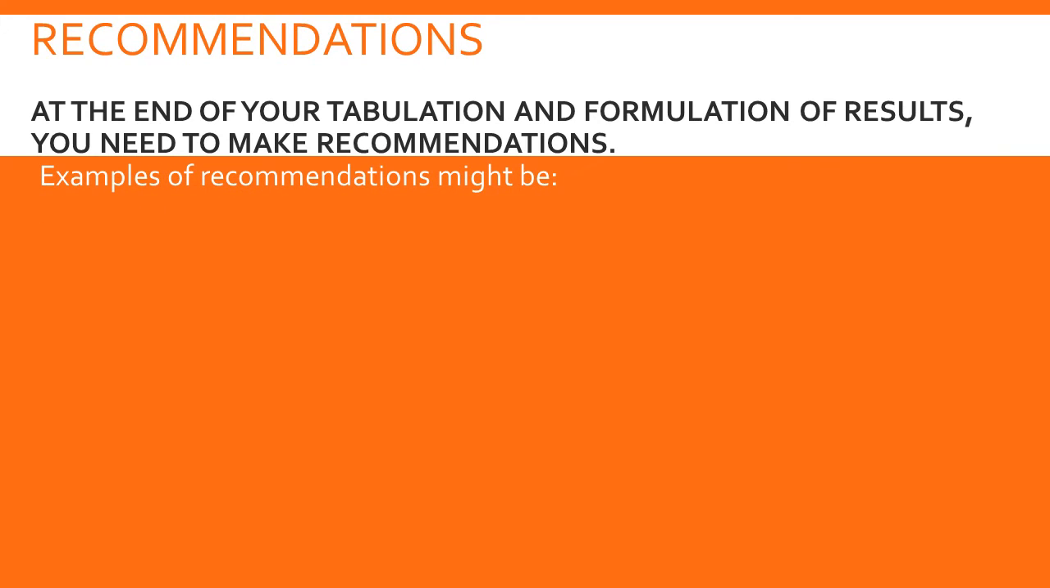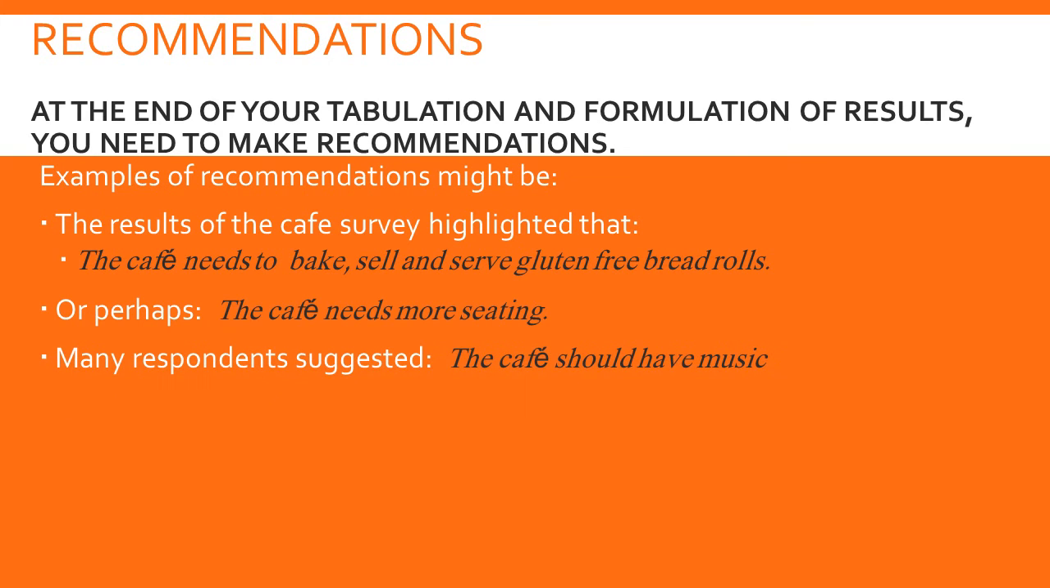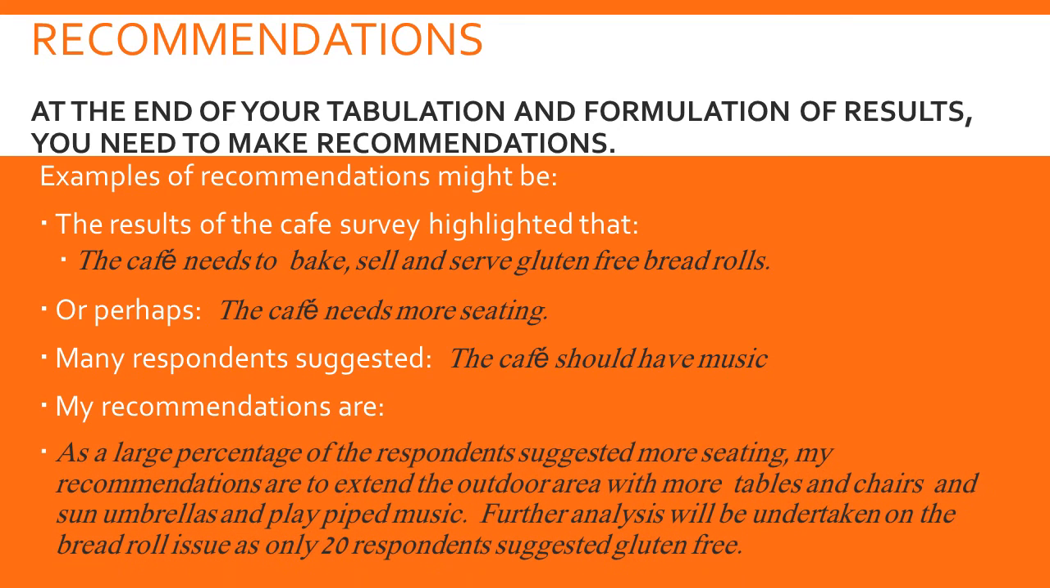Examples of recommendations might be, the results of the cafe survey highlighted that the cafe needs to bake, sell and serve gluten-free bread rolls. That might have been one of your questions. Or perhaps the cafe needs more seating. Many respondents suggested the cafe should have music. My recommendations are: as a large percentage of the respondents suggested more seating, extend the outdoor area with more tables and chairs, and sun umbrellas, and play piped music. Further analysis will be undertaken on the bread roll issue, as only 20 respondents suggested gluten-free. Of course, now this is just an example, and your questions, as I've said before, are going to be completely different.